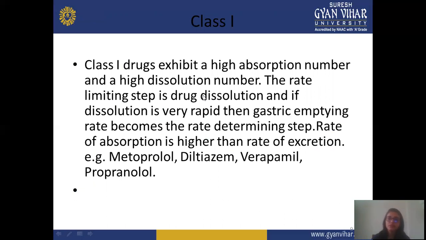Class 1 exhibits high absorption as well as high dissolution number, because it shows high solubility as well as high permeability. Due to this, there is high absorption and high dissolution, and the limiting step is dissolution. If dissolution is not very rapid, or gastric emptying is the rate determining step and affects your formulation, then in this condition it may be rate limited. Otherwise, it shows more absorption and a high dissolution rate due to good solubility and permeability. The rate of excretion is also high because the drug is easily solubilized and formed fast, and due to this fast formation, excretion is also fast.